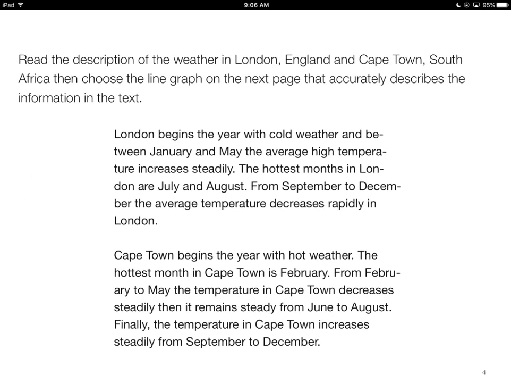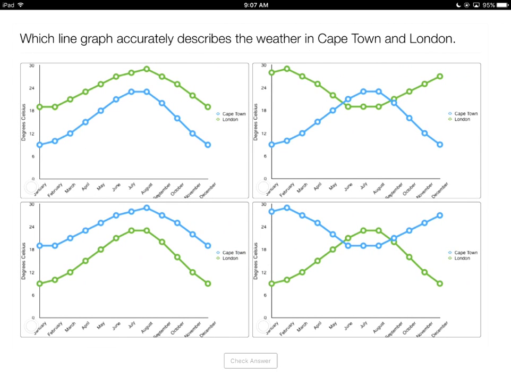And then we have a similar task, except instead of audio-based information, oral information, this is text information. I have two different descriptions of average temperatures in two different cities. So the first line graph was a single line graph. This one is going to be a double line graph. The students read the two descriptions and then they choose between 4 line graphs, each with 2 lines. Again, they can check their answer, and if it's incorrect, they can try again.